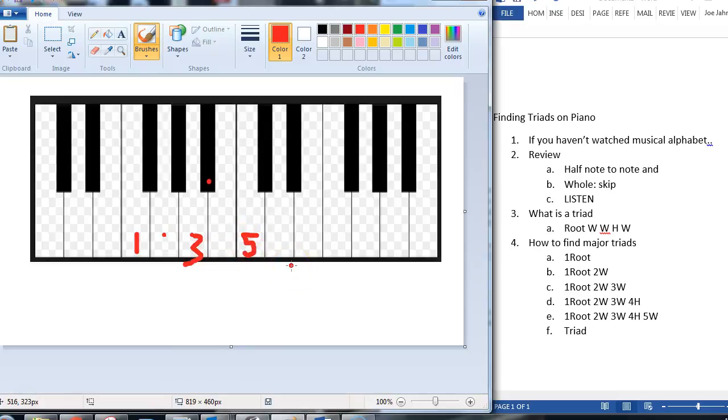That should be your pattern. So you do 1, 1, 2, 1, 2, 3, 1, 2, 3, 4, 1, 2, 3, 4, 5, and then 1, 3, 5 is your triad.